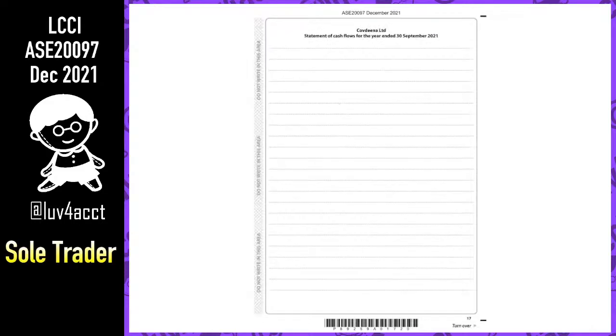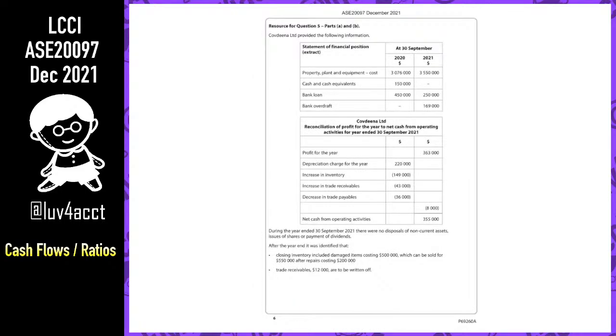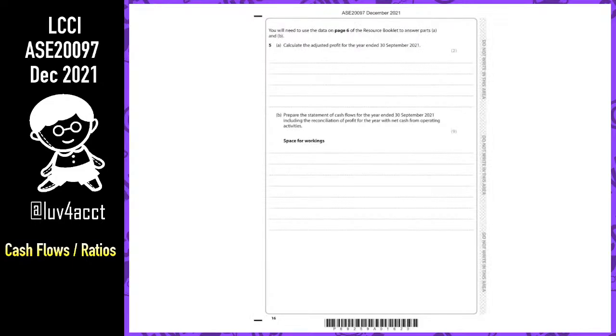Okay, so let me change question details. Statement of cash flows and also ratios. So let us take a look. Question 5. Is it of the same year? We have to prepare for the same year, right? Yes.